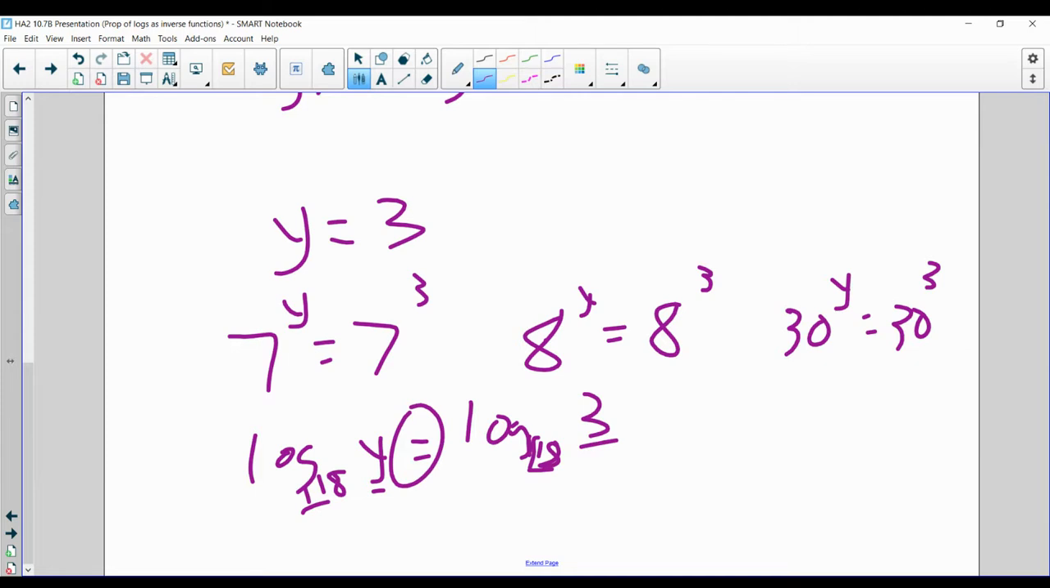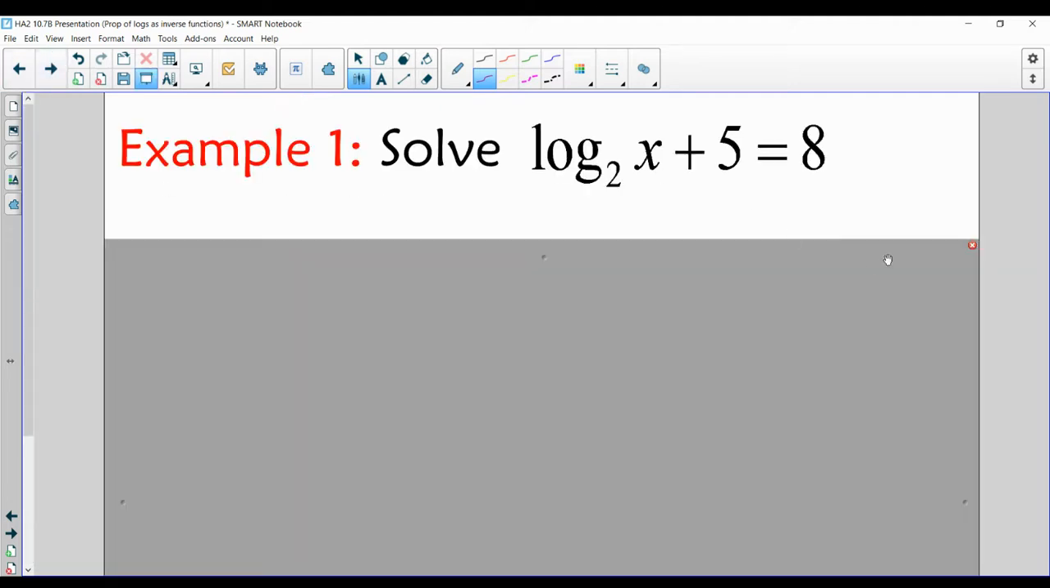Now, if I give you 7 to the y is equal to 7 to the 3rd, I am not, quote unquote, canceling 7s. That's not what's happening. I'm just saying if these two things are equal, the exponents would have to be equal, or vice versa. If I give you equal exponents, then these two exponential expressions would be equal as well. All right, let's do a little solving.